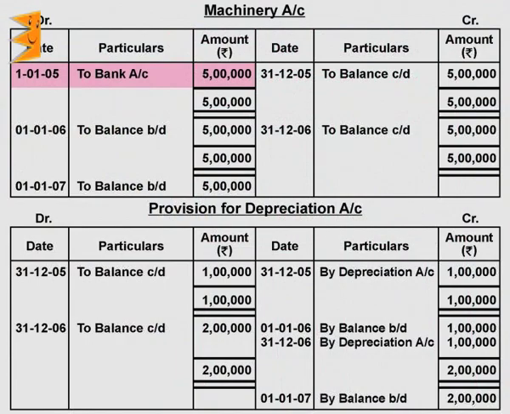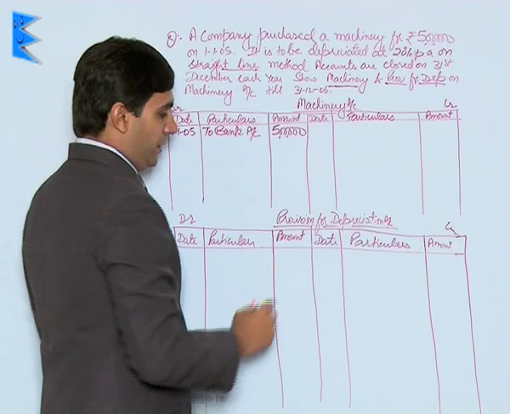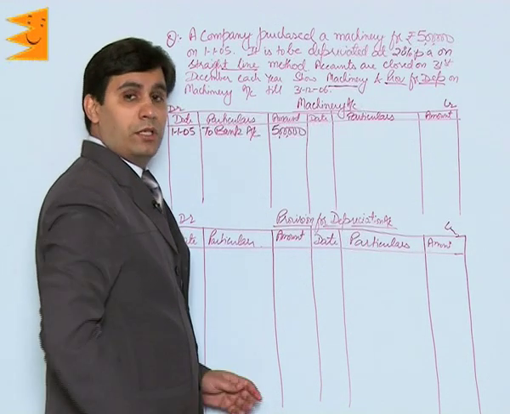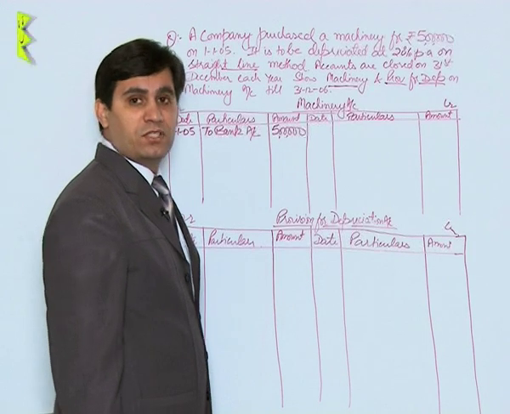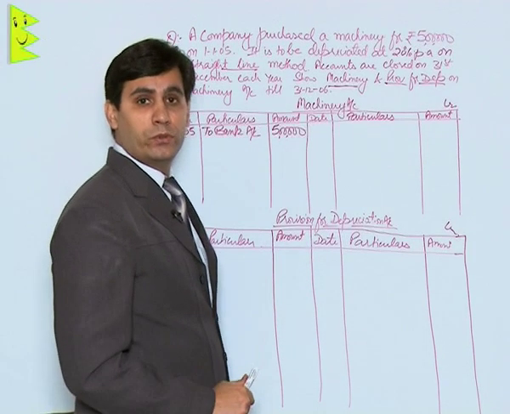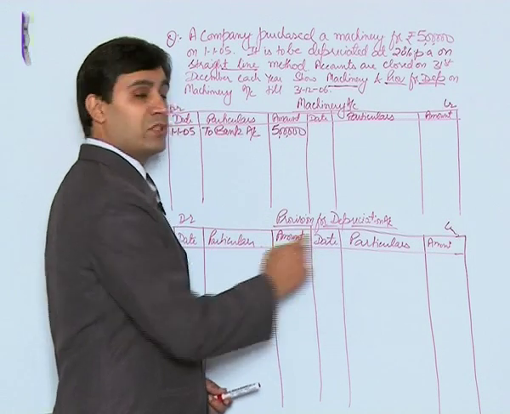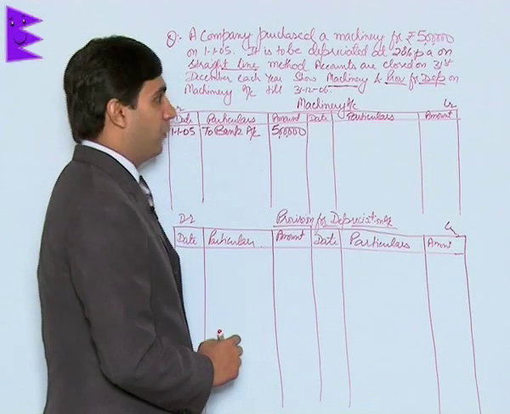Starting on 1st January 2005, this machine was purchased, that is to bank, for rupees 5 lakh. The entry would be machinery to bank. Now there is no other purchase or sale. So at the end of this year, depreciation would be charged. Just to recall, in case provision account is maintained, the journal entry is depreciation to provision. That means depreciation would now be recorded in provision for depreciation account.